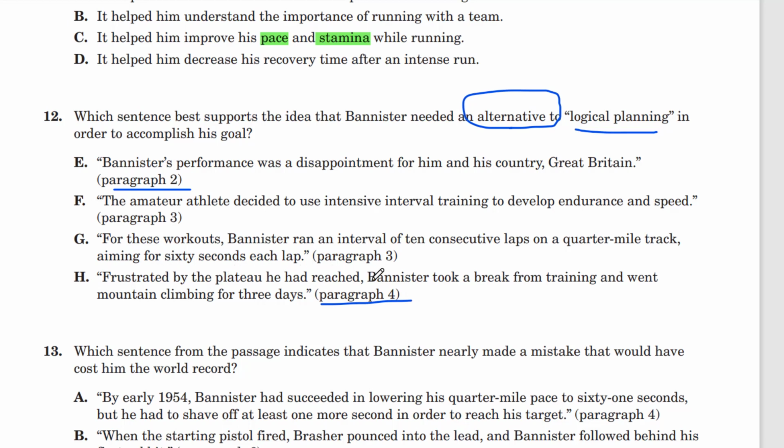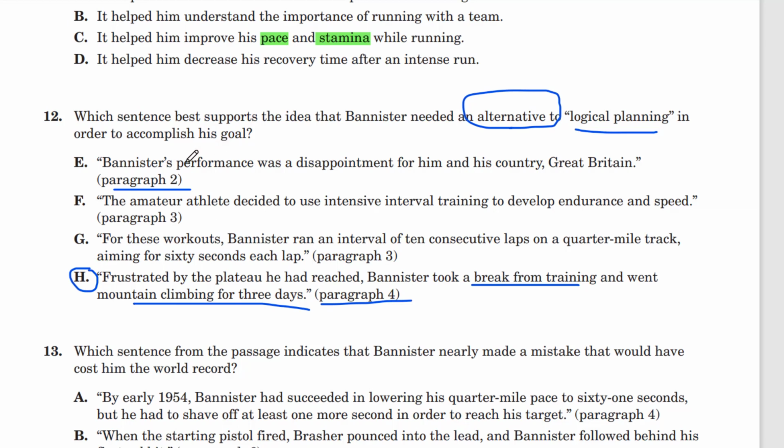Frustrated by the plateau he had reached, yes, Bannister took a break, that was his alternative, and went mountain climbing for 3 days. That is the alternative training he needed, and that's the correct answer for number 12. Let's just check the others.